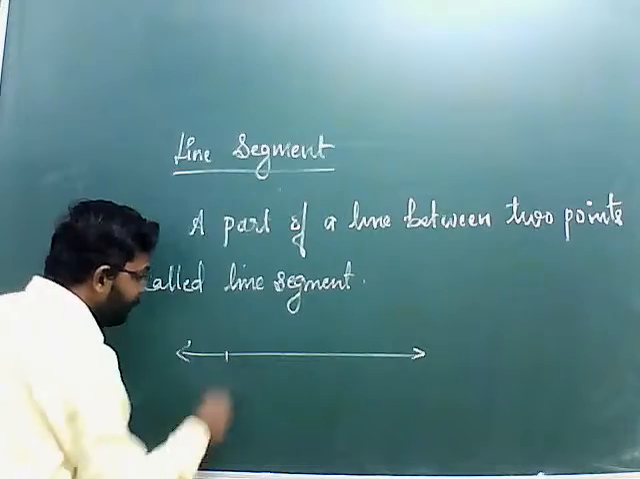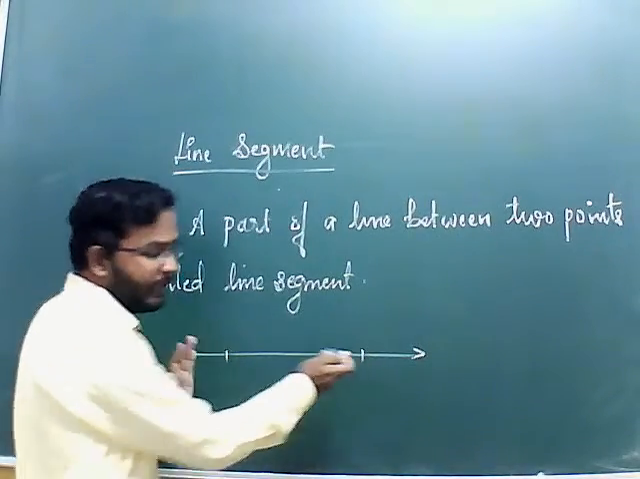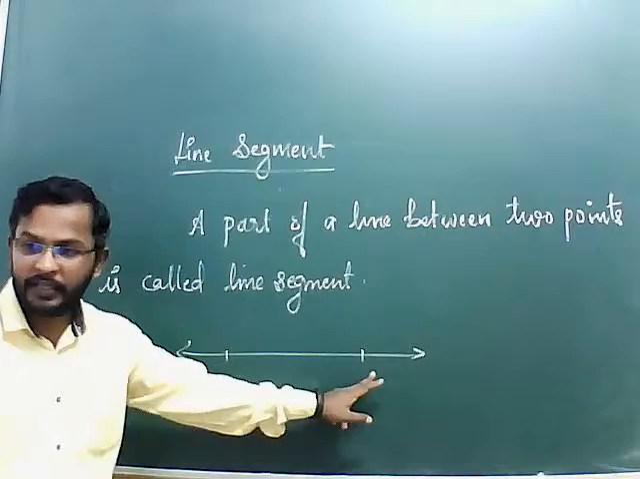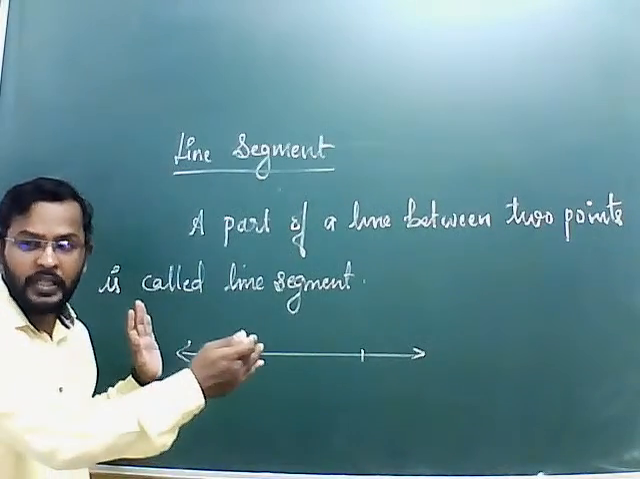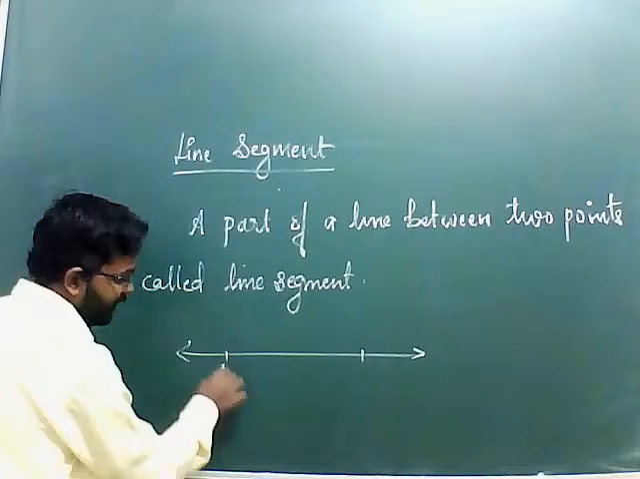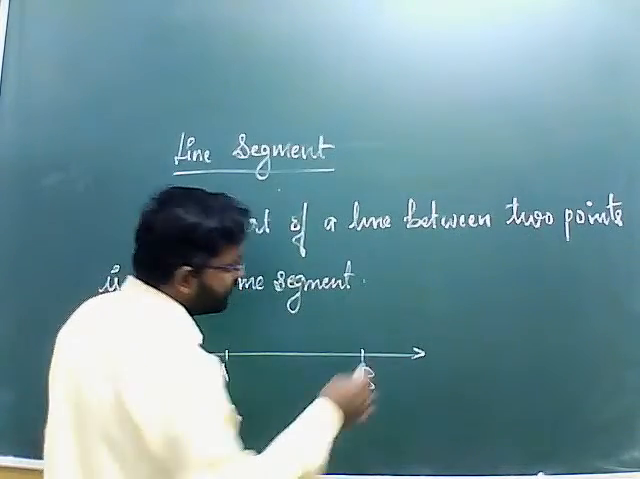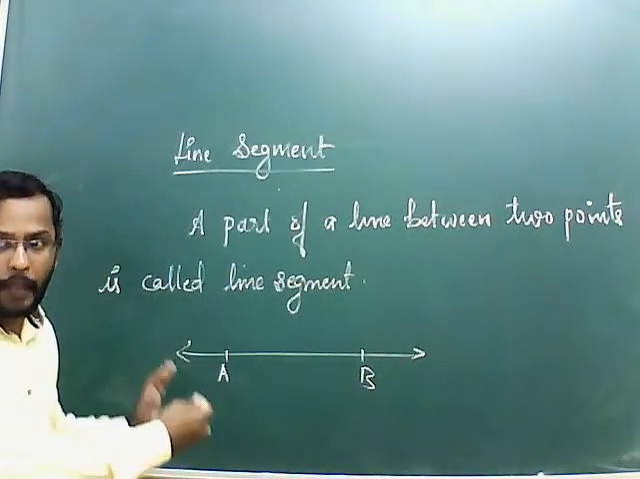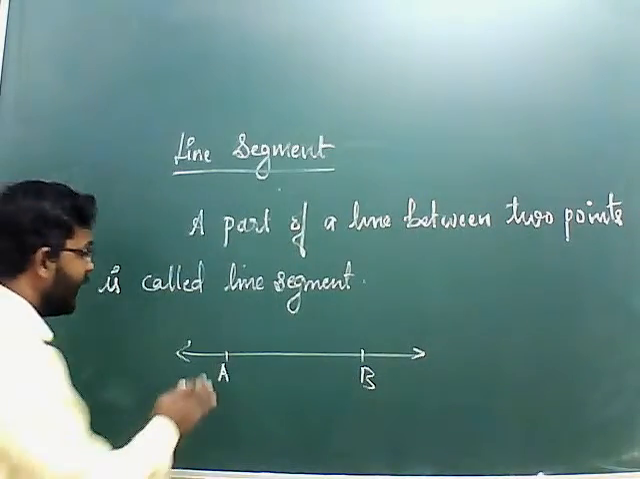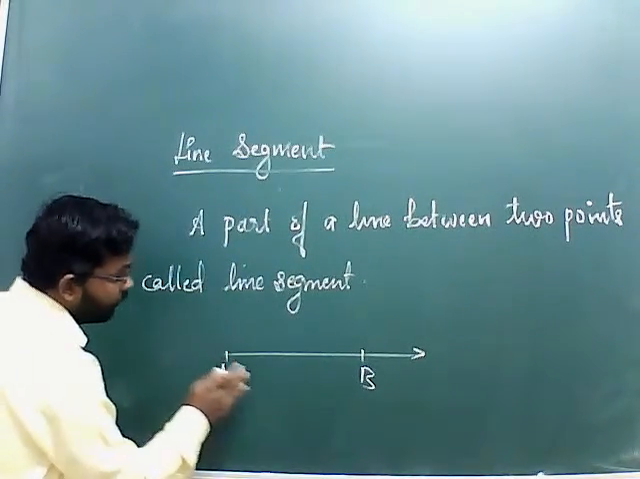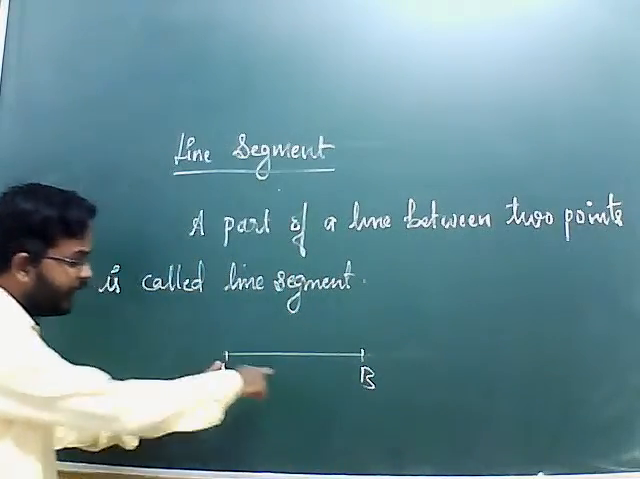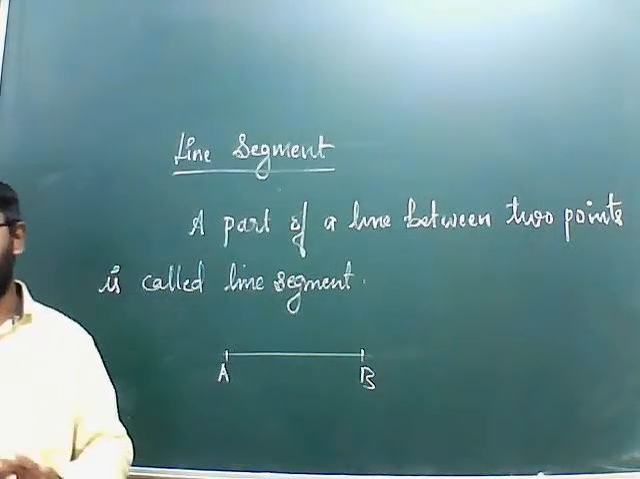Now if you take a part of this line, how much part have we taken? Between this point, this is one point and this is another point. So the part in between these two, that we have taken out. Let us take this point as A and this point as B. If you take out a part of the line between these 2 points, that we call a line segment. When you take it out, the arrows will go away, and you will have only this line.